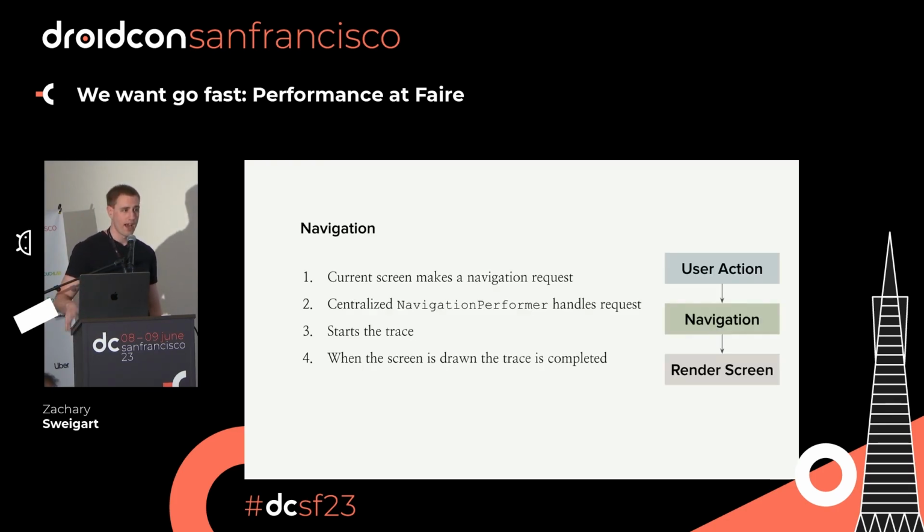So for our app, most of the actions that we cared about result in some form of navigation, whether that's changing between fragments, showing a pop-up, which is usually a fragment, or navigating between activities. And so the user will take an action, we'll perform some navigation, and then we'll render that new screen. We have a centralized navigation performer that handles all the navigation throughout our app, and that's where we'll start the trace, and then we'll stop the trace as soon as the screen is drawn in an interactive state.